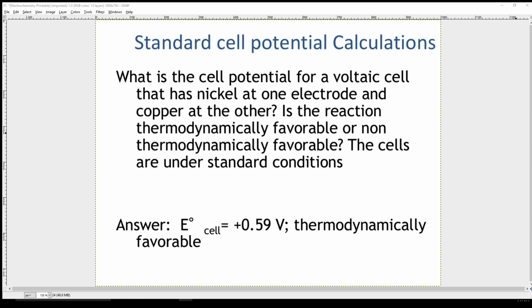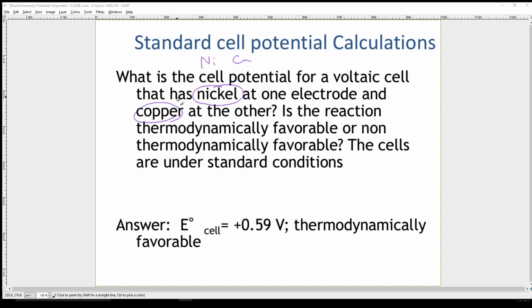Okay, the rest of this video is going to be practice problems with a slight bit of notes at the very end. So stick with me here. What is the cell potential for a voltaic cell that has nickel at one electrode and copper at the other? And then is it thermodynamically favorable or not? And the cells are under standard conditions.